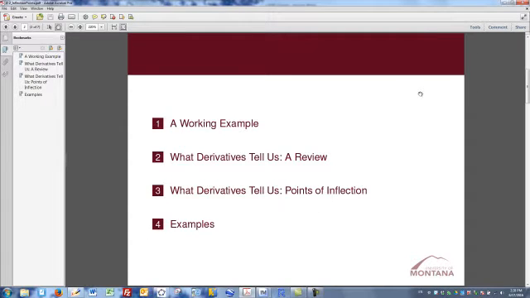I want to go back to our working example and talk a little bit about what we can learn from locations on a graph where the second derivative is equal to 0, and then review what derivatives tell us, in particular what the second derivative tells us, and then formalize how we can find points of inflection, and then go ahead and do that on several examples.